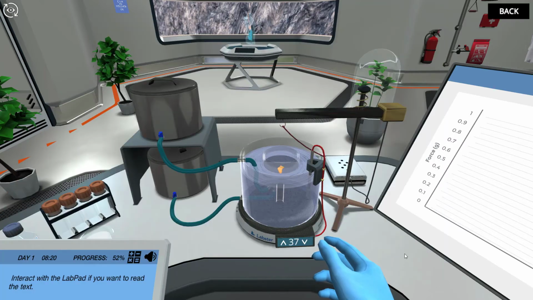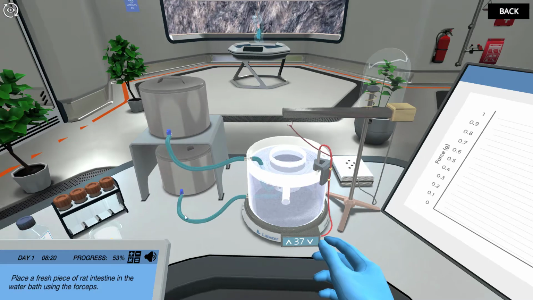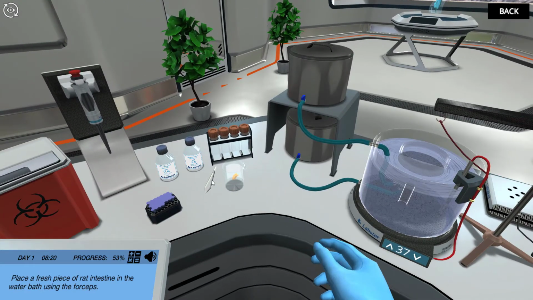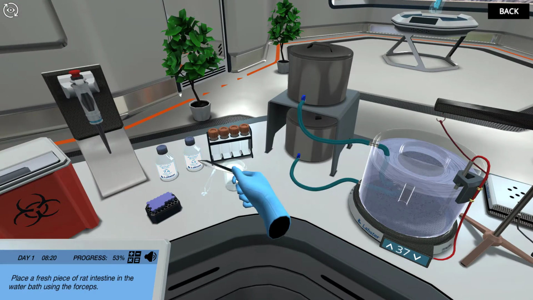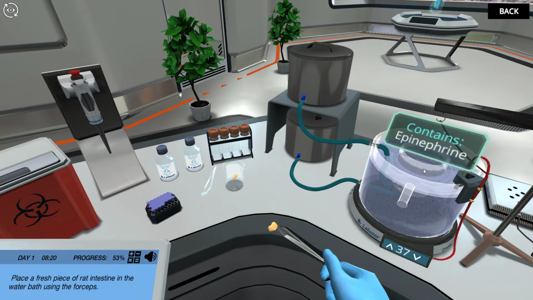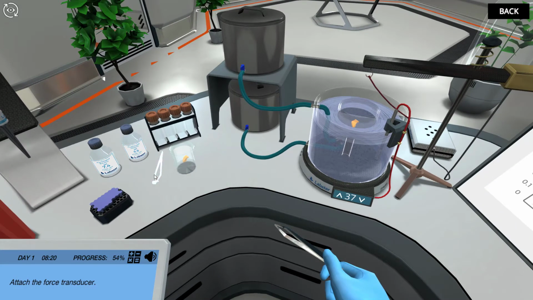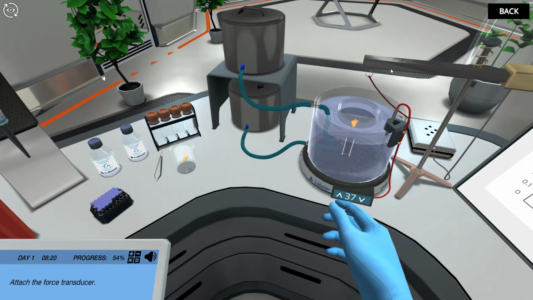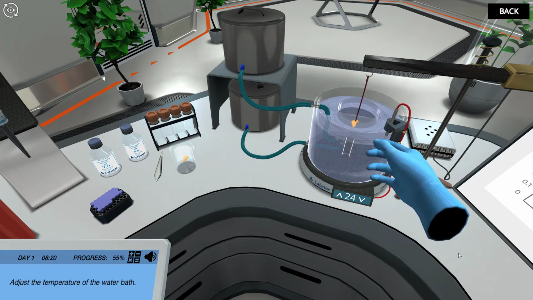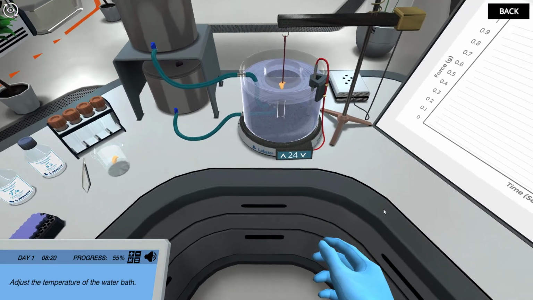Excellent work so far, human. Let's continue with the second neurotransmitter, acetylcholine. Place a fresh piece of rat intestine in the water bath using the forceps. Attach the force transducer. Adjust the temperature of the water bath.